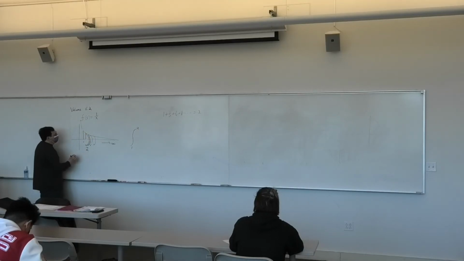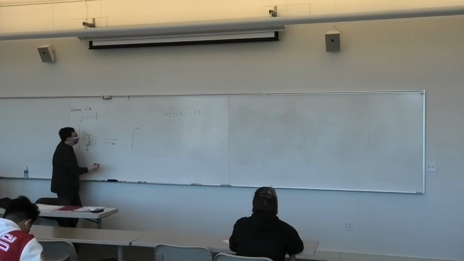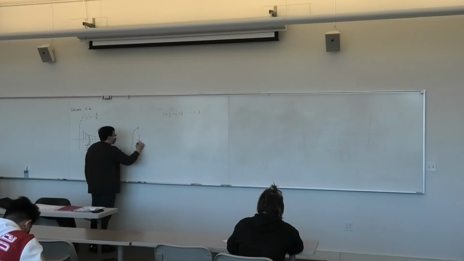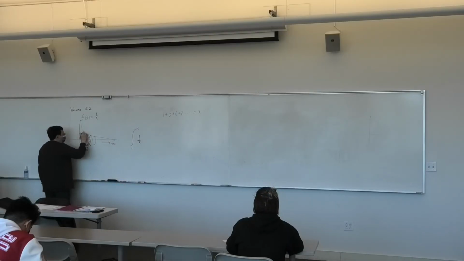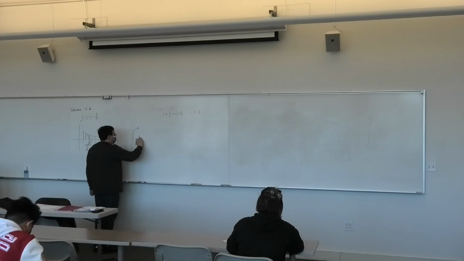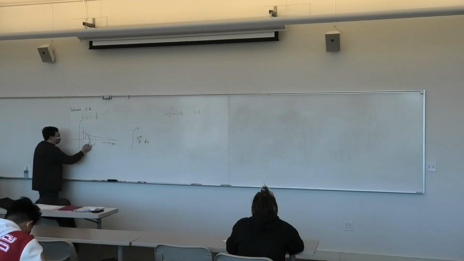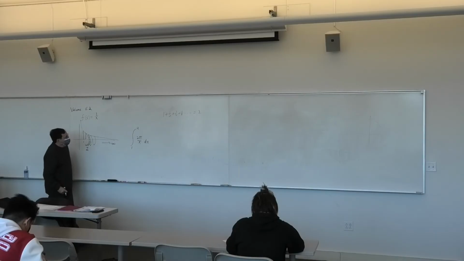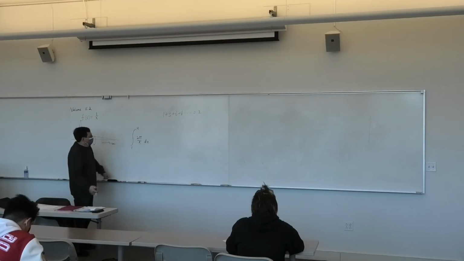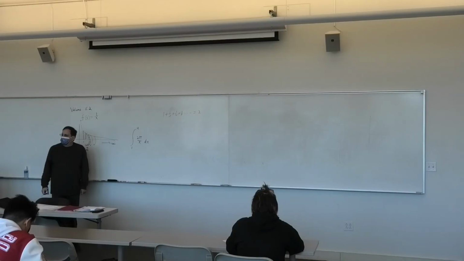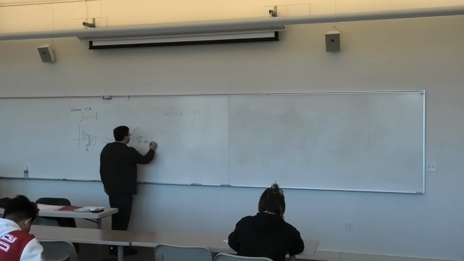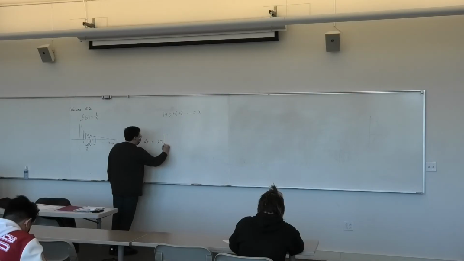Well, 1 over x is the radius. So the circumference here has to be 2 pi over x. And then that little width there is the dx. Okay, this doesn't look that hard either, does it? I'll take the 2 pi outside, just a constant.